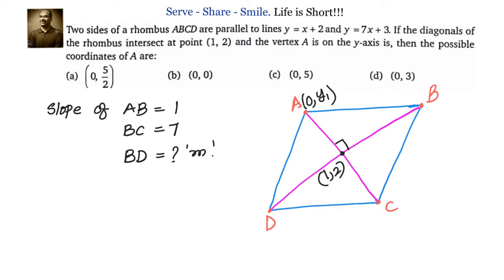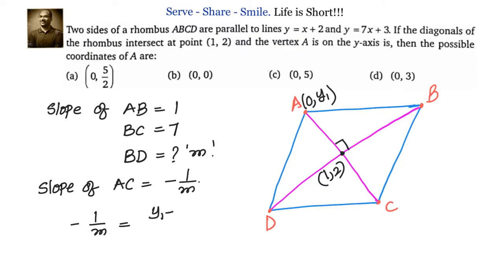Can we find out the slope of BD? Because we know in a rhombus the diagonal is the angular bisector. So the angle at B is divided into two equal parts by the diagonal BD. Now if we are able to find the slope of BD, then we know the slope of AC will be minus 1 by m. If the slope of BD is m, then the slope of AC is minus 1 by m.